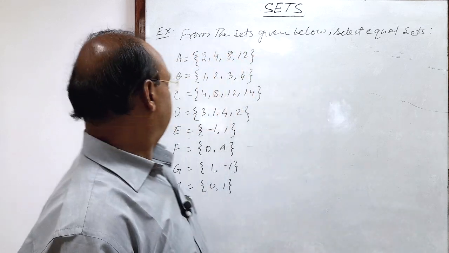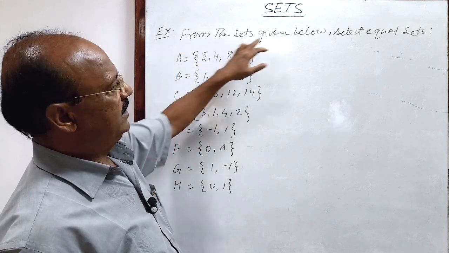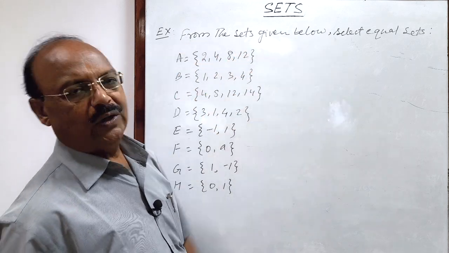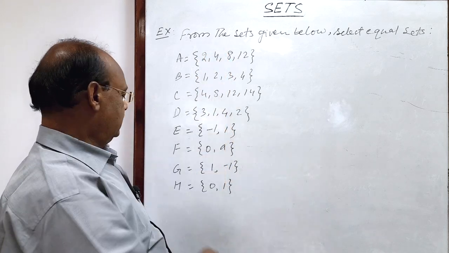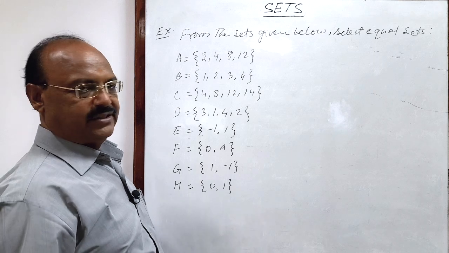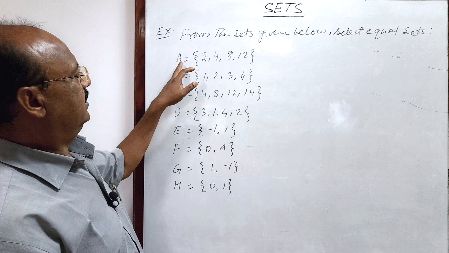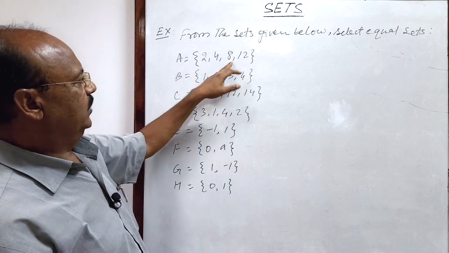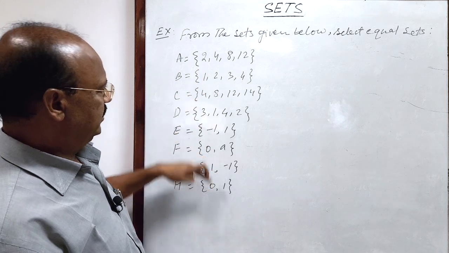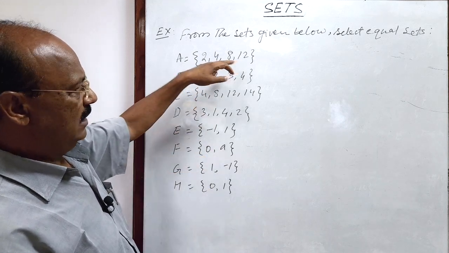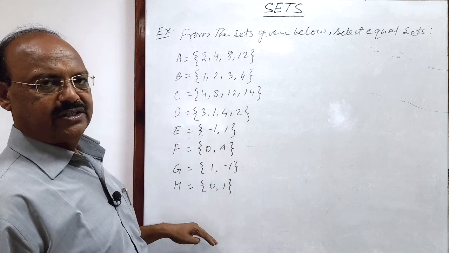Okay, so here some sets are given and we have to select equal sets from the sets given below. So which are the equal sets out of these given sets? We have to check one by one. You see set A has elements 2, 4, 8, 12. In any other set there are not exactly these four elements. So A is not equal to any set here.